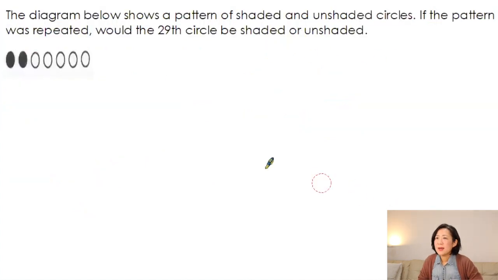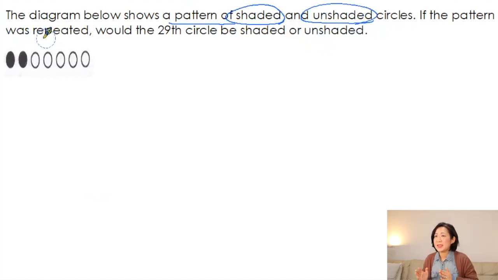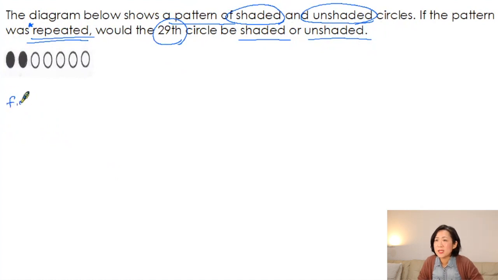Now, we've got a diagram pattern. It has a shaded circle and unshaded circles, right? Then if we copy this pattern, we need to find out what the 29th circle will be. The 29th circle will be shaded or unshaded. So let's see, our final goal is finding out whether the 29th circle is shaded or unshaded.